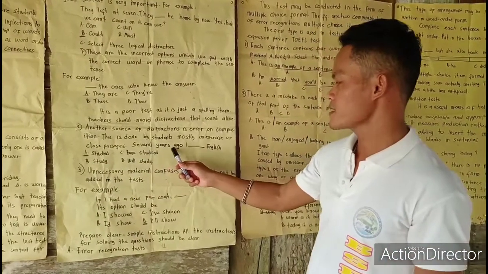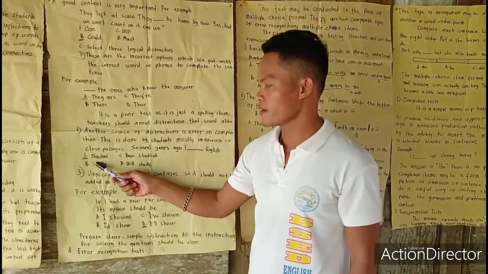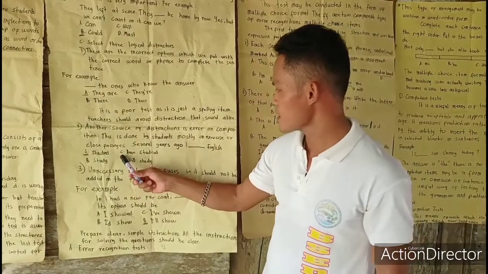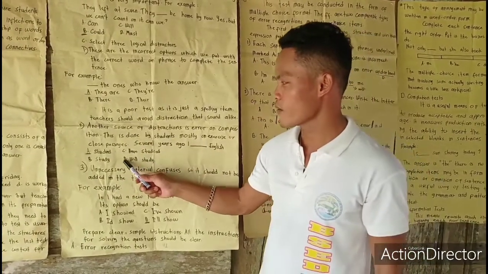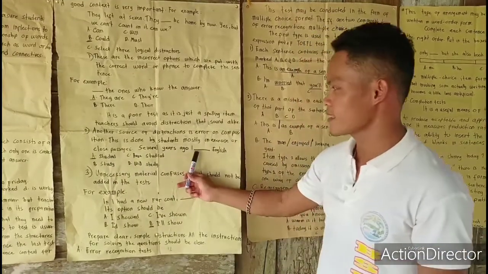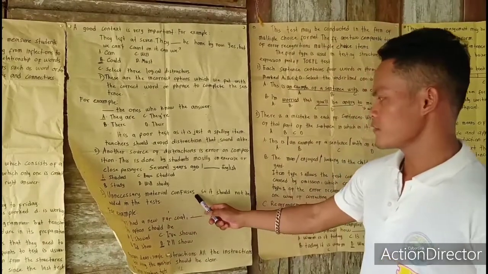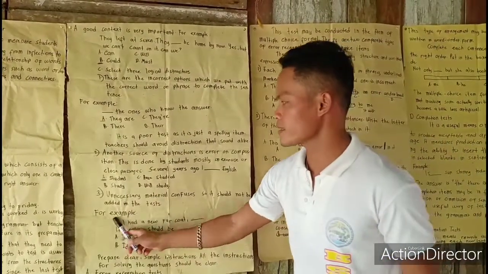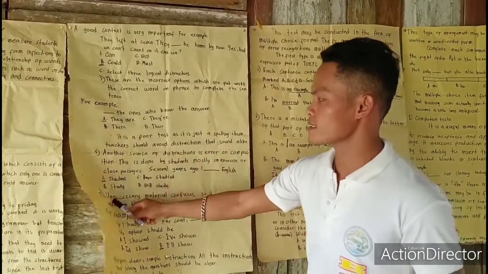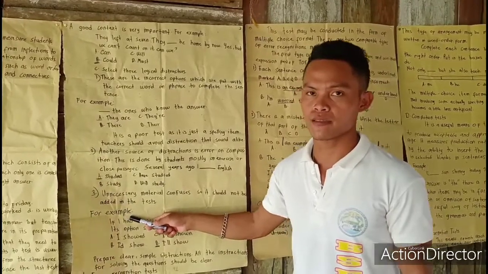Example: several years ago, I blank English. The choices here are A. Studied, B. Study, C. Have studied, D. Will studied. The possible answer here is studied. So 3. Unnecessary material confuses, so it should not be added in the test. This choice is not necessary to the test because it causes confusion to the student's mind.